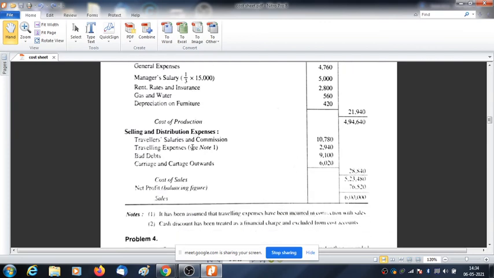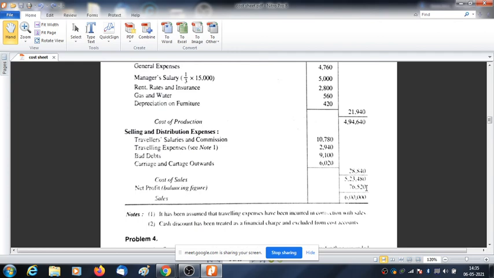Then we add selling and distribution expenses, traveler salaries, traveling expense. Traveling expense means the salesman expenses. Bad debt won't come. They have repeatedly taken bad debt, so it won't come. Carriage in, carriage outward. It will be carriage outward, which will come under selling and distribution. So we make a total and we get cost of sales. Sales value is given, so net profit will come as a balancing figure. This is all about your normal cost sheet.